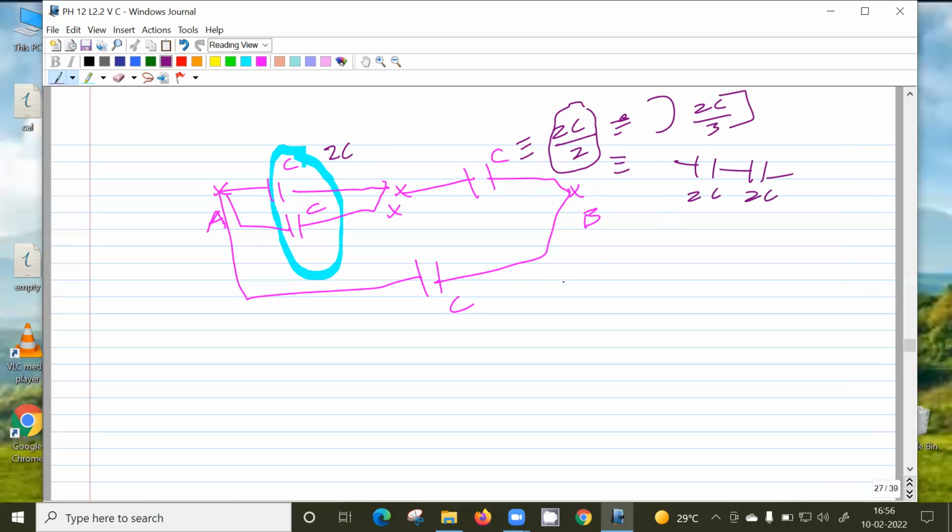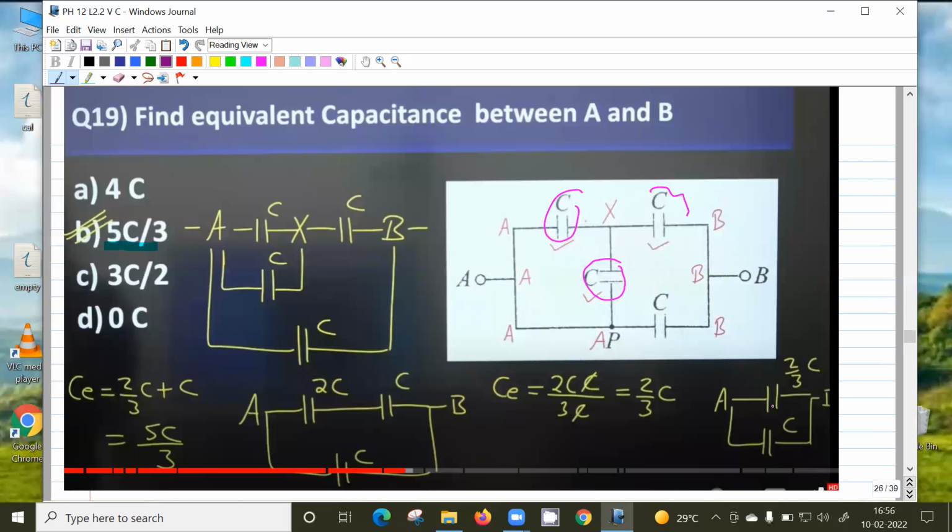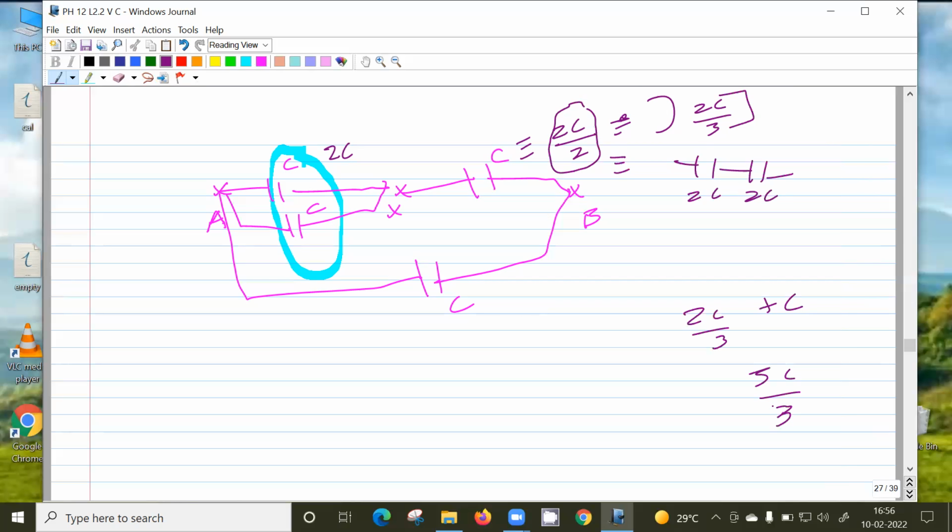In parallel with C, so it will be 2C by 3 plus C. So this is 5C by 3. Yes, sir. So correct option is option B.